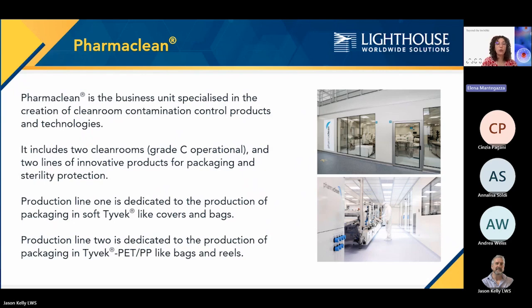And the first line that we call the Pharmaclean 1 is dedicated to the production of packaging made in the so-called soft Tyvek, so in a wooden-like material, with which we produce covers and bags typically. And the second line is dedicated instead to the production of packaging made by Tyvek and the PET PP that are used to build bags and reels.